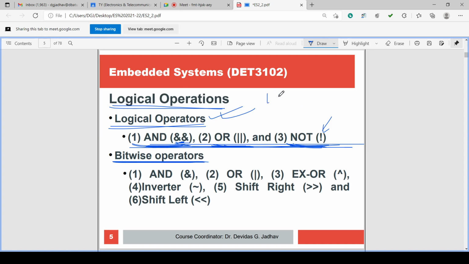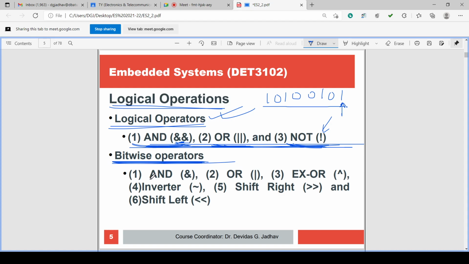Suppose there are bits 1 0 1 0 0 1 0 1. So these are the bits, a total of 8 bits. A logical operation can be applied to a single bit. So this is called a bitwise operation.